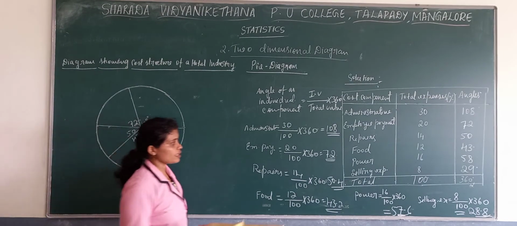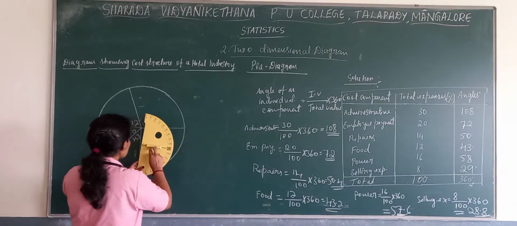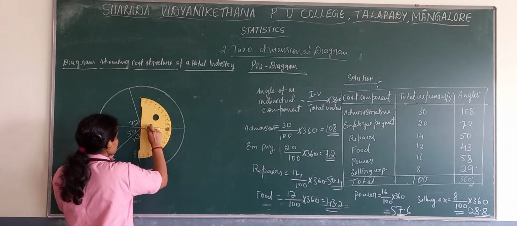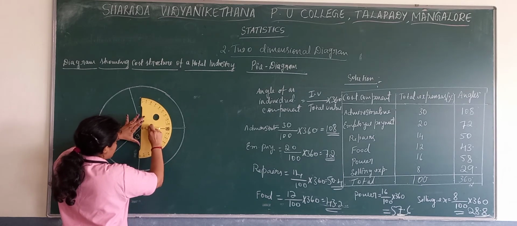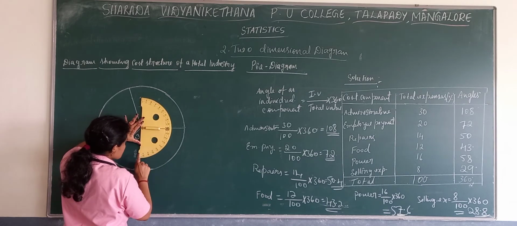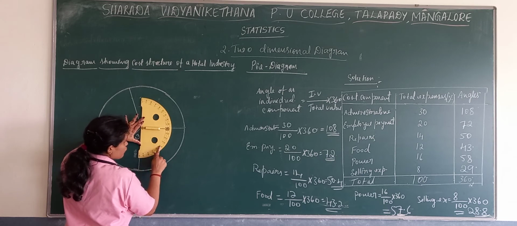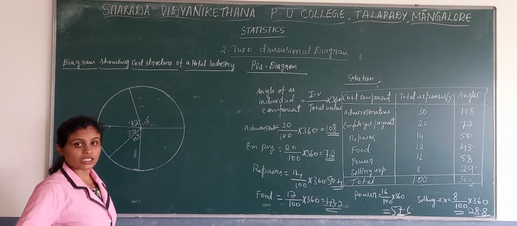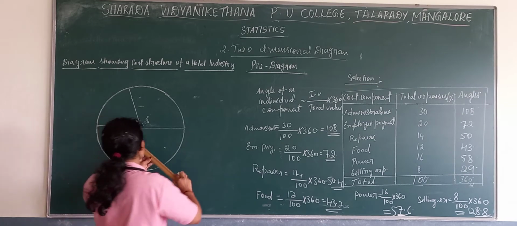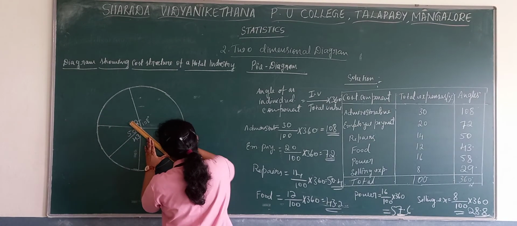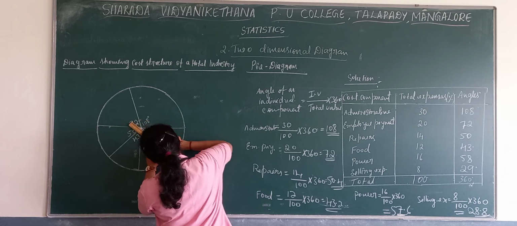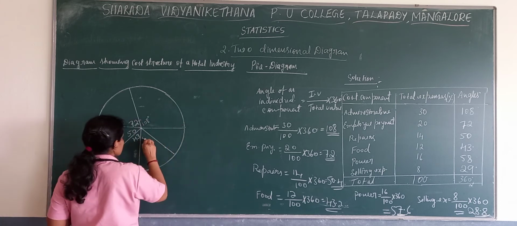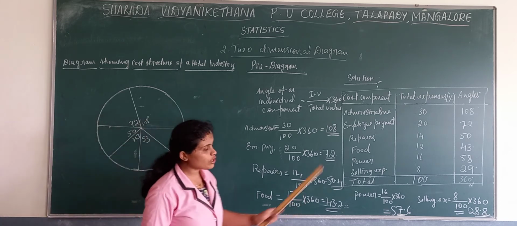What is that 58? Power. Keep it here. See this arrow mark straight to this 53: 0, 10, 20, 30, 40, 50, 53. Here comes 53. And the last one should be 29.